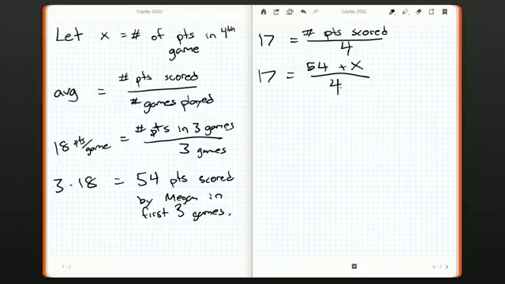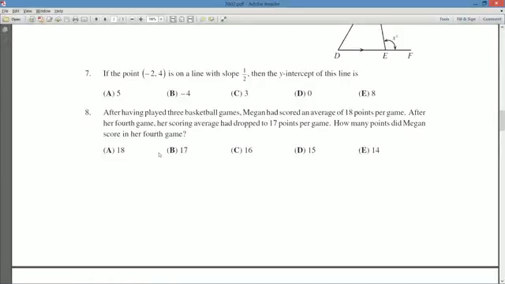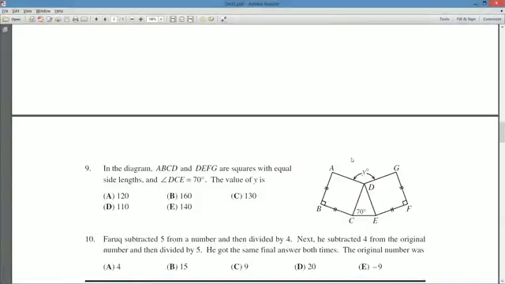A natural algebra question. Multiply both sides by 4, we get 68. It's 54 plus X. Bring the 54 over to the other side. And 68 minus 54, that should be 14. And we're looking for an answer of 14 in our 5 multiple choice answers. Well, they're decreasing in amount, and here it is, E, 14, at the very end. So we bubble in E, and we move on, looking at question number 9.